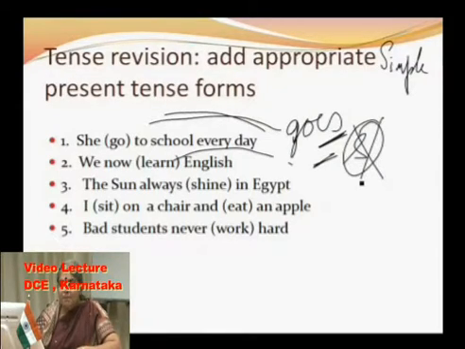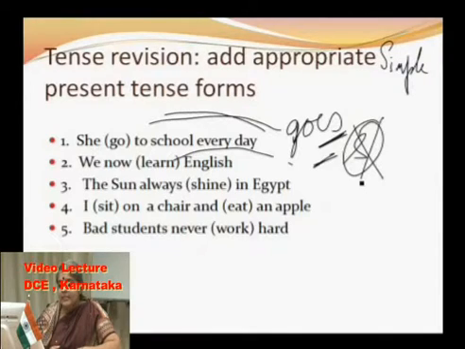If you remember my lecture, I have already told you the word learn takes an s form only when it is in third person singular. He, she, it. It takes an s form, that is learns. When I say I, we, you and they, it doesn't take an s form. Now how am I to write it? I shall write it, we now learn English. Please do the rest of the sentences. The sun always (shine) in Egypt.